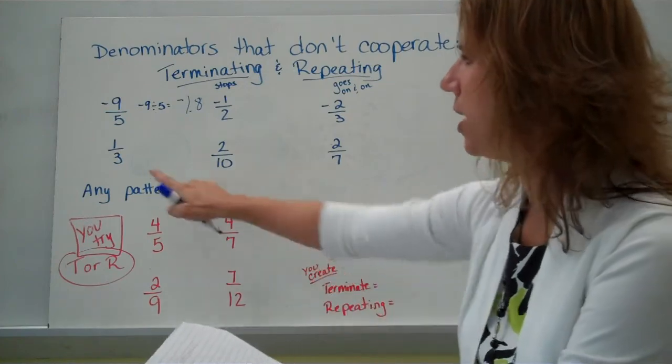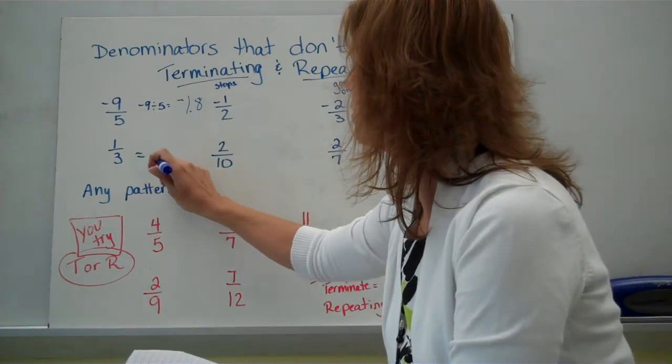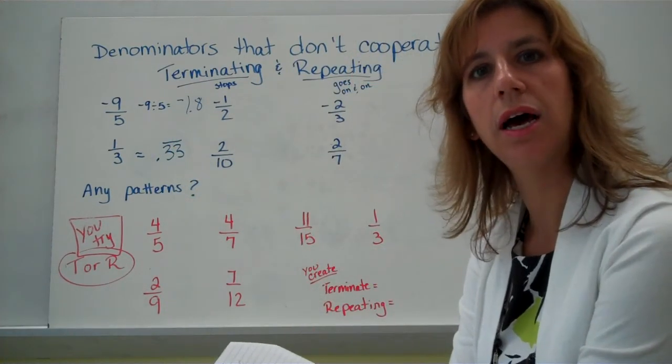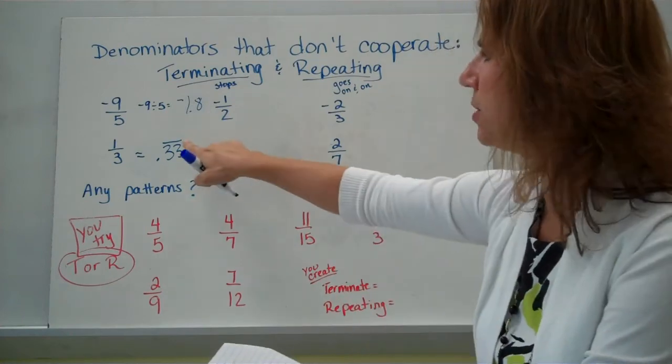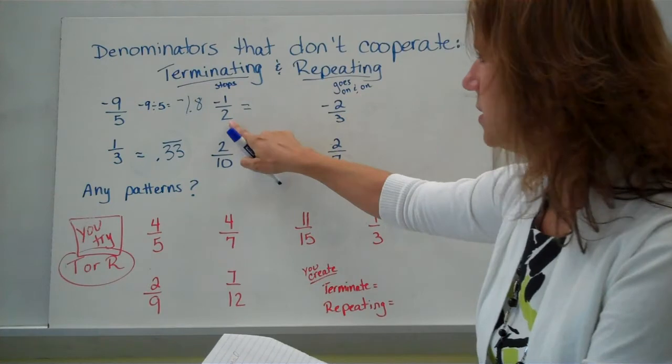All right, go ahead and try 1/3. 1 divided by 3. Do you see how it's repeating? That 3 is going on and on and on. So we put a little repeating bar on top. This is a repeating decimal. All right, take a look at this one.